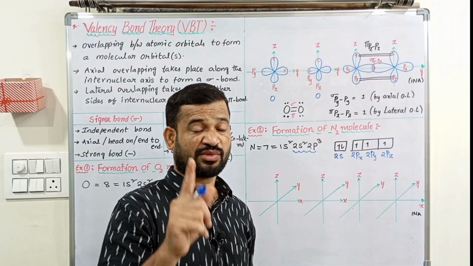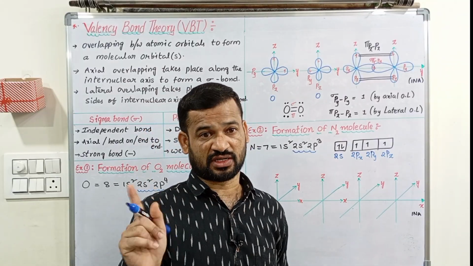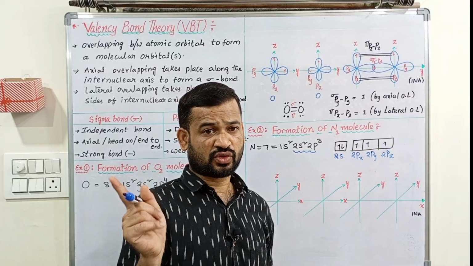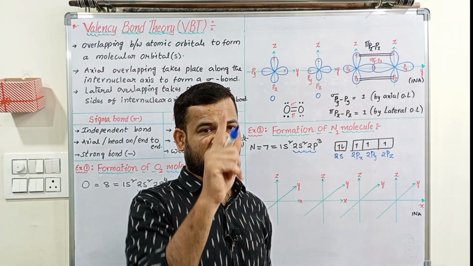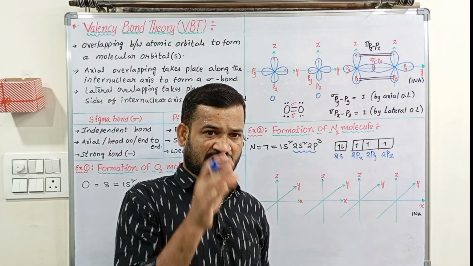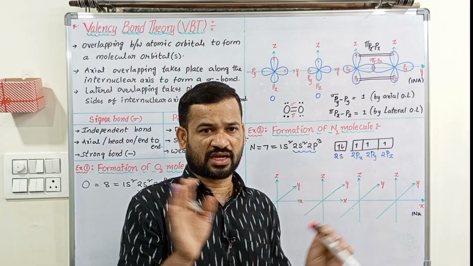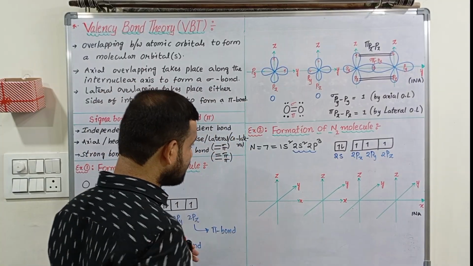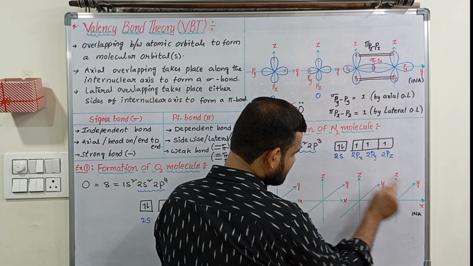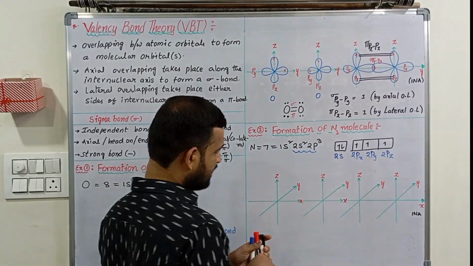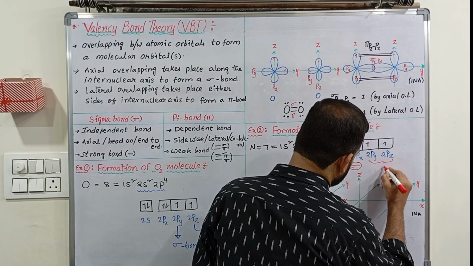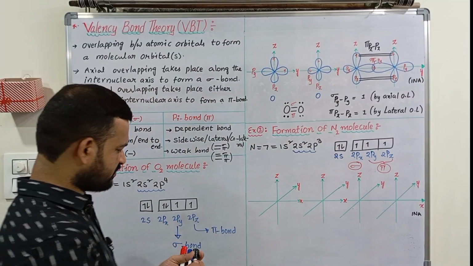Here overlapping must occur between the same kind of atomic orbitals. Understand? Between px, between py, between pz only. So there is no overlapping between px and py, py and pz, or pz and px like that. Between dissimilar atomic orbitals overlapping does not occur. Okay. So here, if I take the internuclear axis as the x-axis, then between px, a sigma bond will be formed. The other two will be pi bonds. Okay, now we will see the diagram.